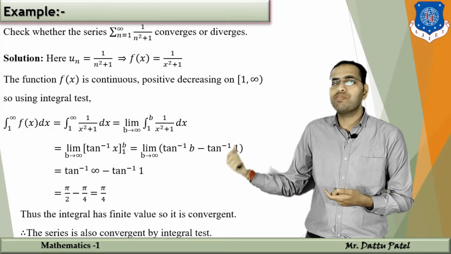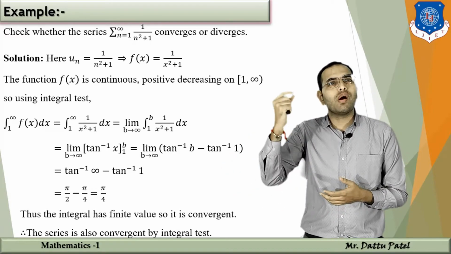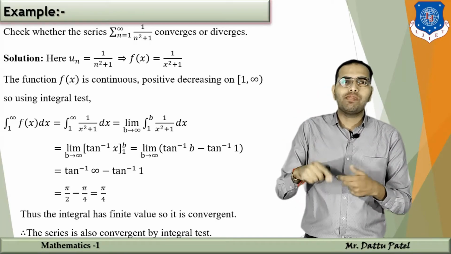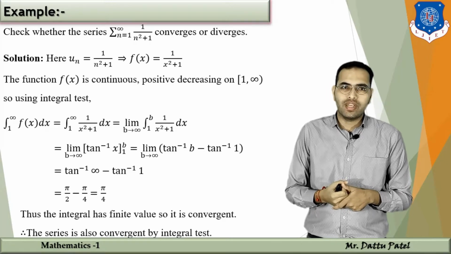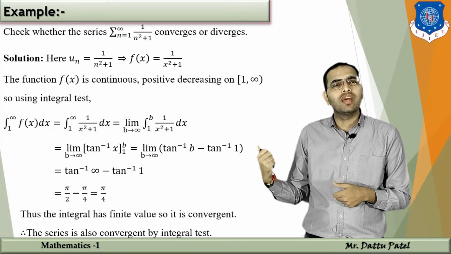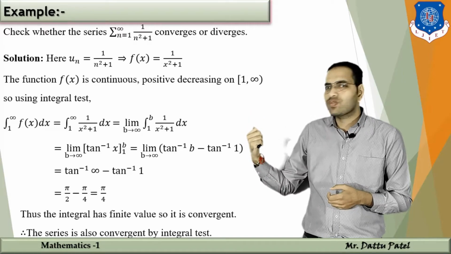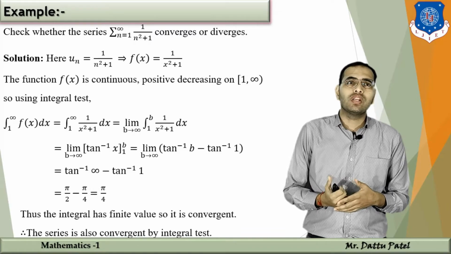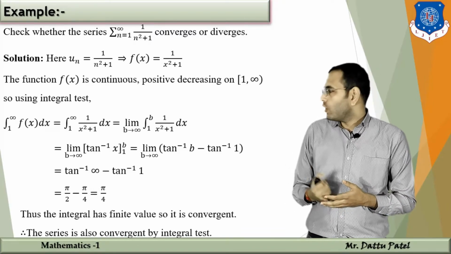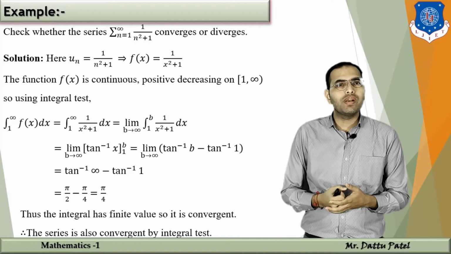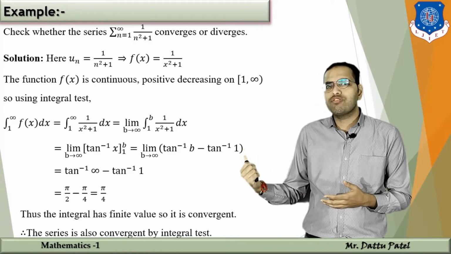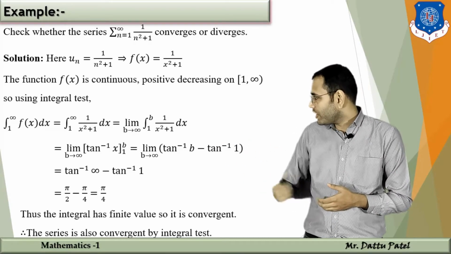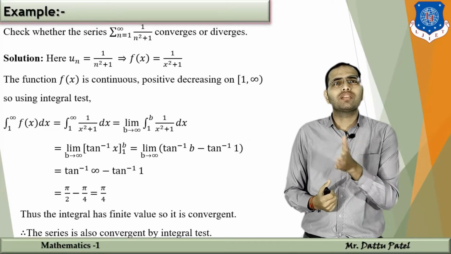Then with the help of improper integral, means we have upper limit infinity, it is replaced by a constant term b, and applying the limit b tends to infinity. Then here, limit b tends to infinity, integral 1 to b 1 upon x square plus 1 dx. Now we know that the integral of 1 upon x square plus 1 is tan inverse x. Now applying upper limit minus lower limit, it becomes limit b tends to infinity, tan inverse b minus tan inverse 1. Now applying b as infinity, it becomes tan inverse infinity minus tan inverse 1.